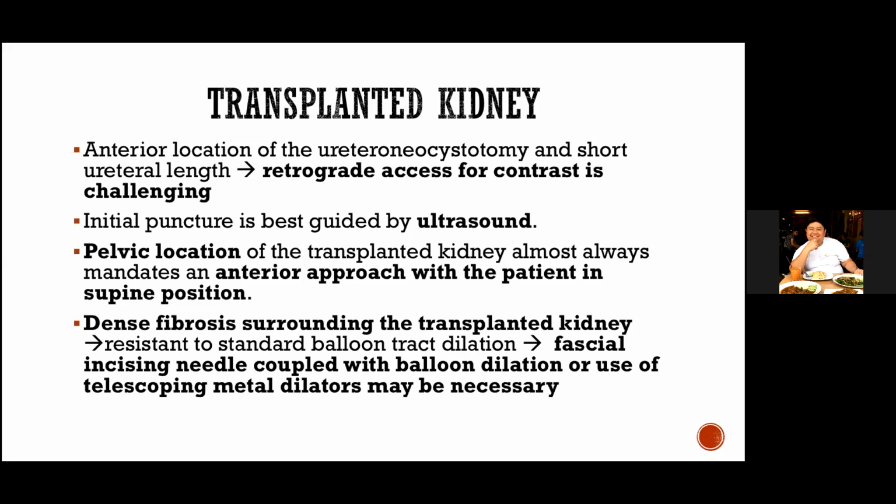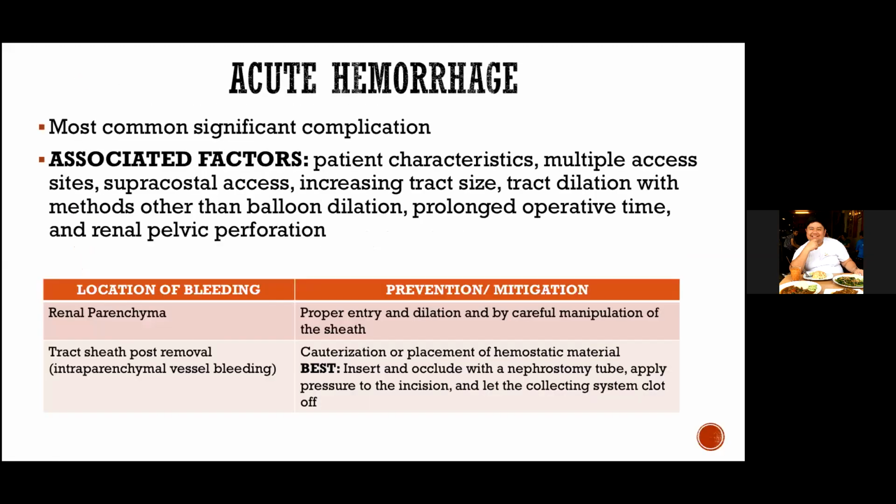So a fascial incising needle coupled with balloon dilation or use of telescoping metal dilators may be necessary when doing this procedure in transplanted kidneys. Let us now go to complications of percutaneous renal access. First is acute hemorrhage. This is the most common significant complication. Associated factors would be patient characteristics, multiple access sites, supracostal access, increasing tract size, tract dilation with methods other than balloon dilation, prolonged operative time, and renal pelvic perforation.